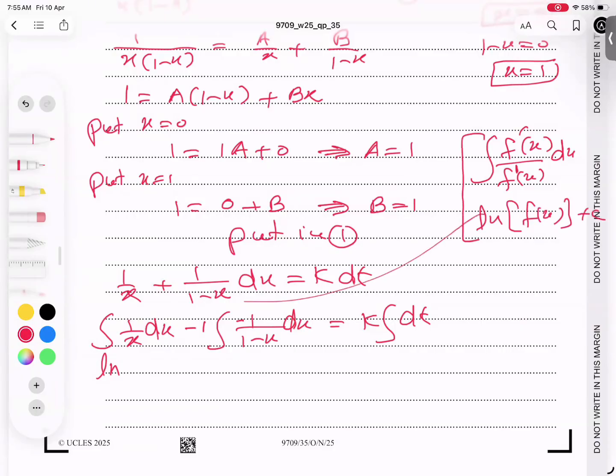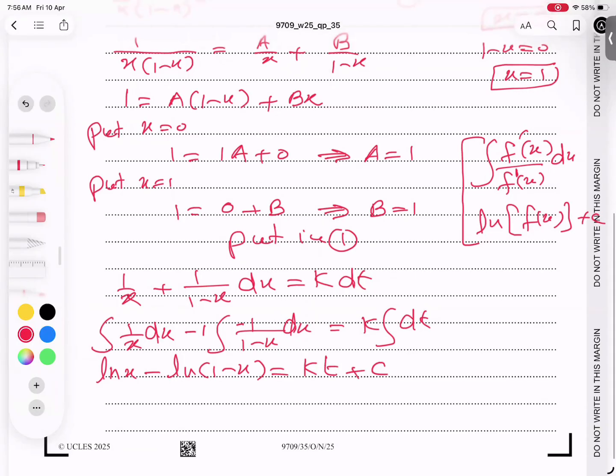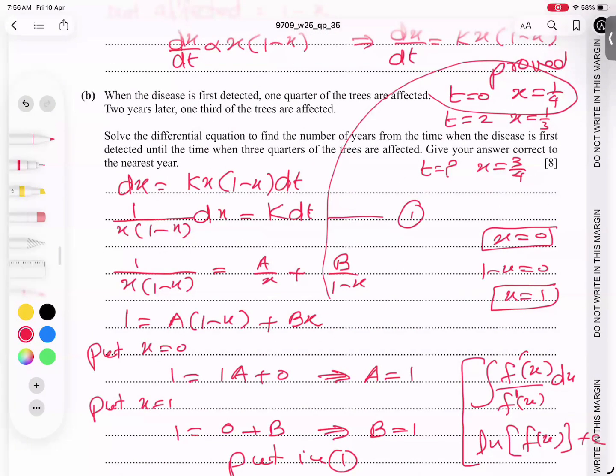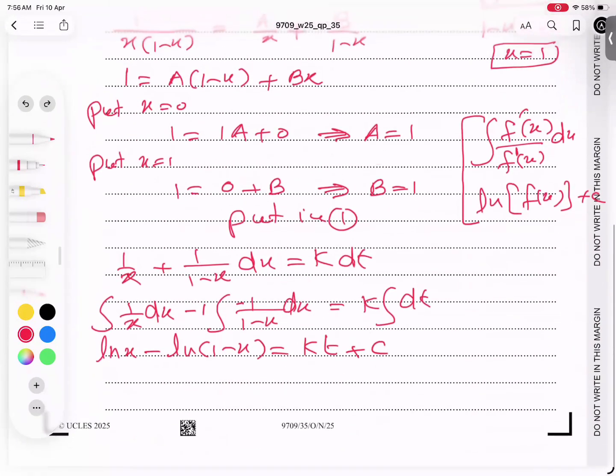I'm going to use two places here. So log of x and negative log of 1 minus x equal to k, and it is cancel, we get a t, because integration of dt is t. So plus c. Now, students, I'm going to plug in this data. He has given us time 0, x is 1 by 4. So I'm putting here time 0, x is 1 by 4.